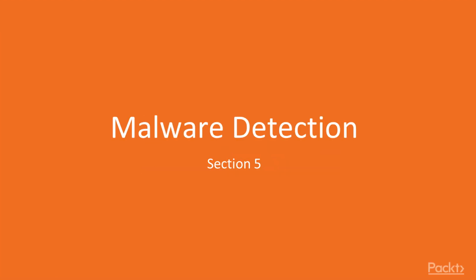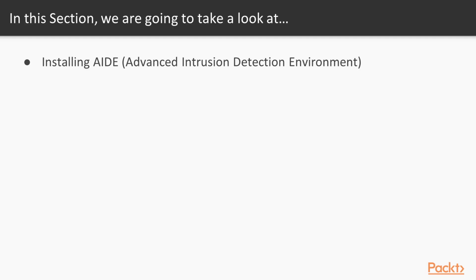Hi everyone. Let's start with the fifth section, malware detection. In this section, we'll be working with malware detection, installing tools like AIDE, Advanced Intrusion Detection Environment, and doing some baseline with functionality checks, work with AIDE, installing rootkit hunters for Linux, and working with malware detection tools.